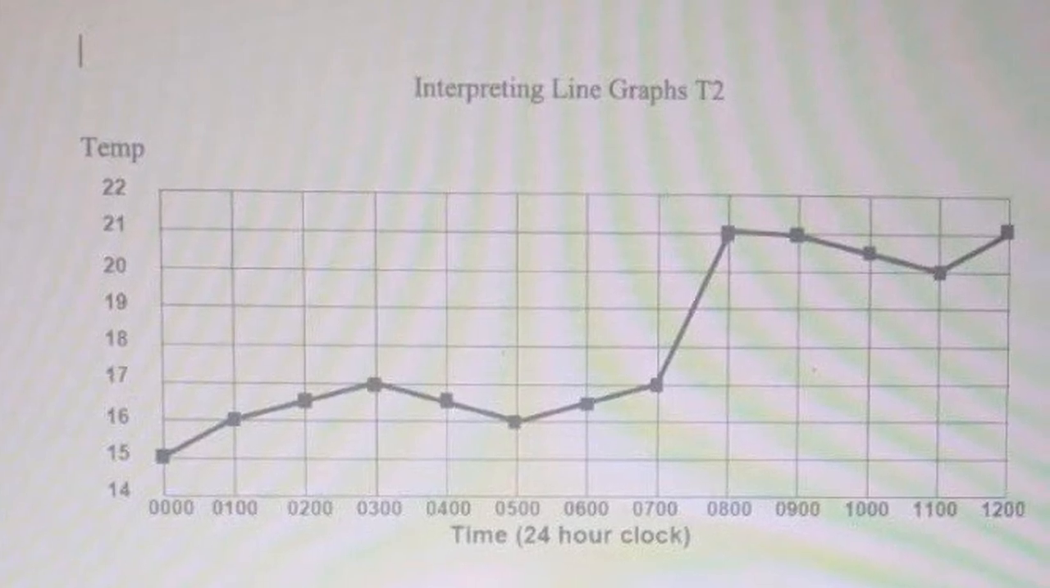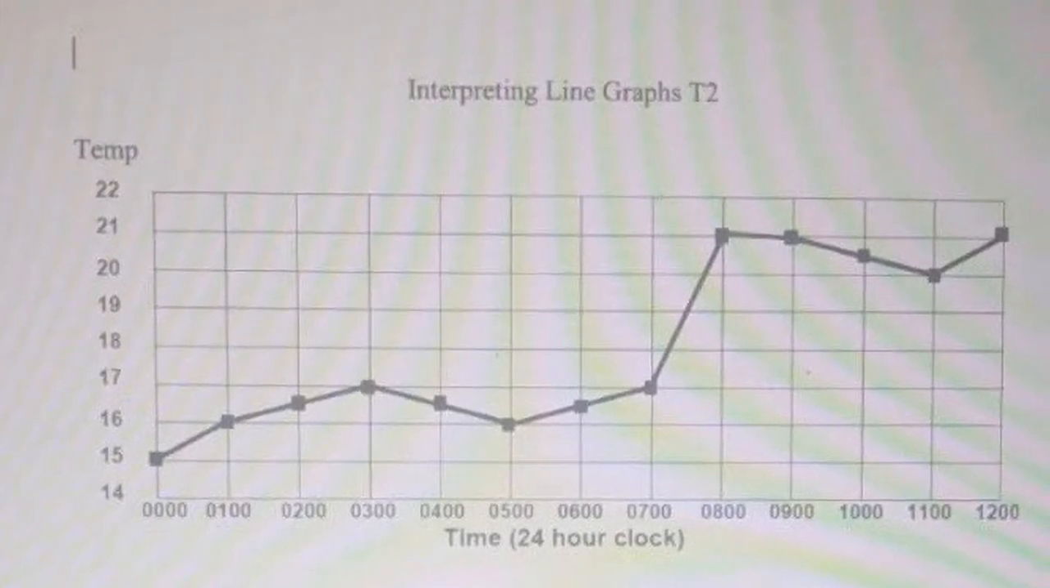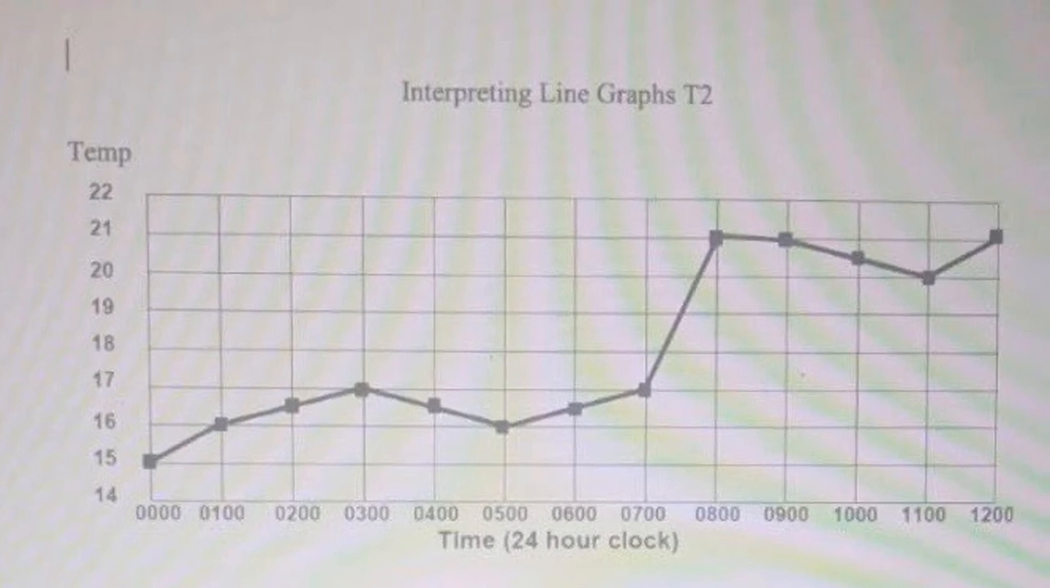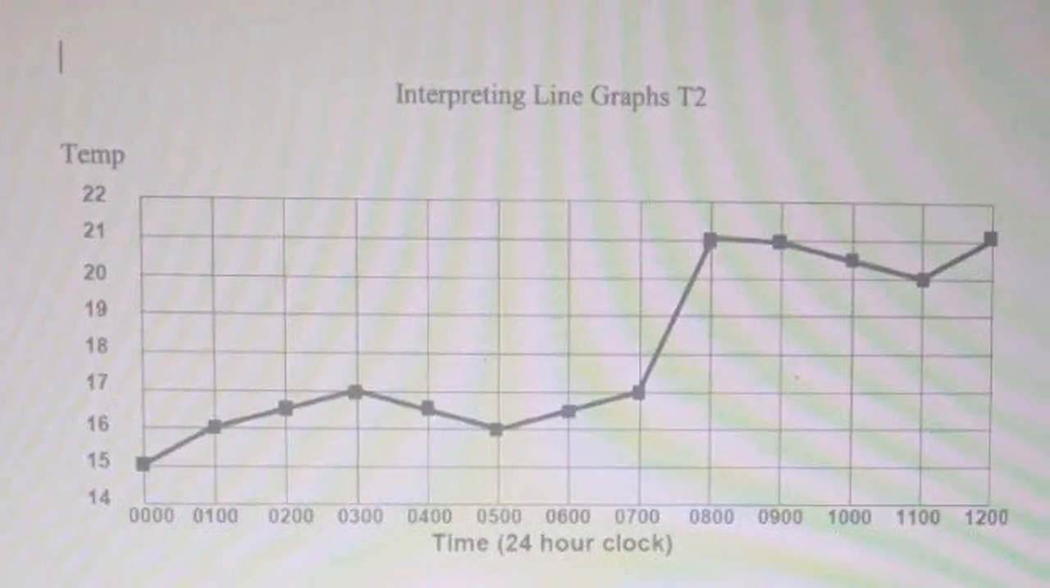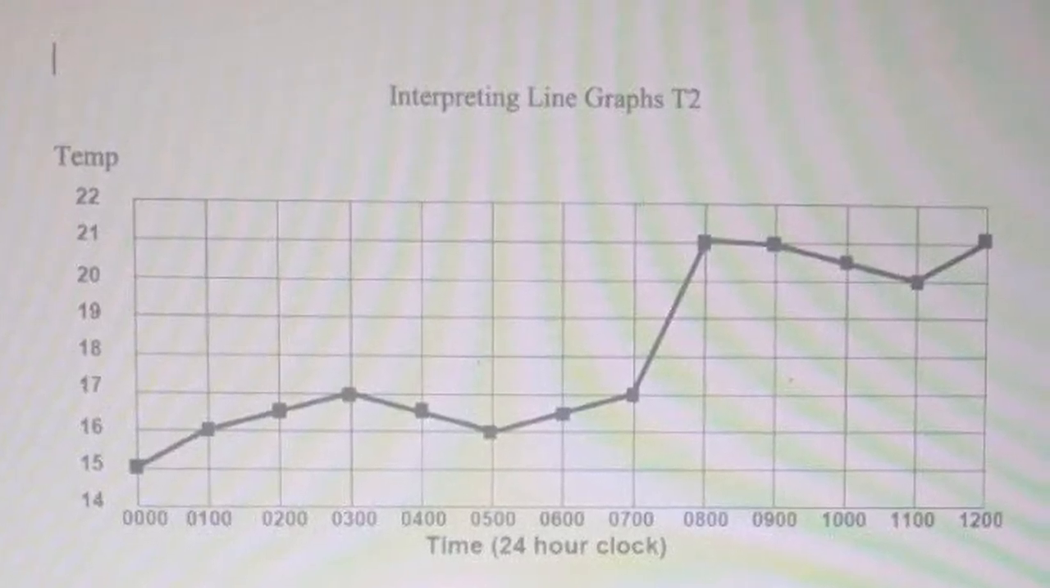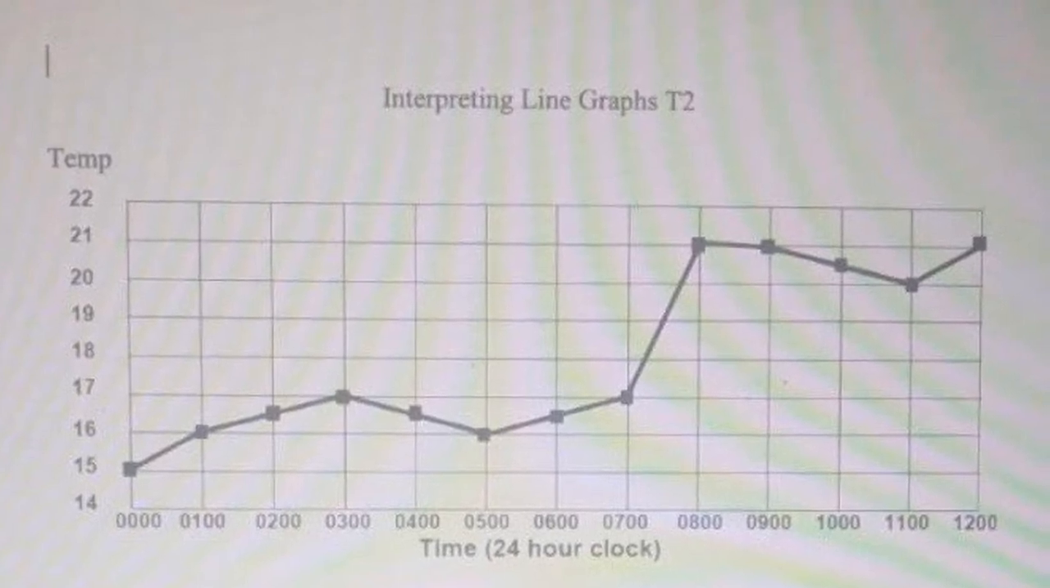Hello, we are interpreting line graphs today. We drew them yesterday using the coffee shop data, and now we're going to be interpreting this particular line graph, which is all about temperature over the first half of a day.